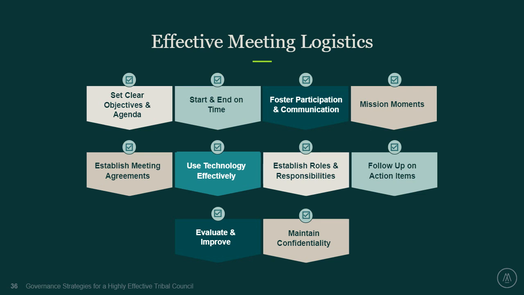Evaluating your effectiveness. So I mentioned that regular annual self-assessment. You can say at the end of a meeting, or once a month, how do we do? Are there opportunities that we could improve our process? Are there things that we need to address?